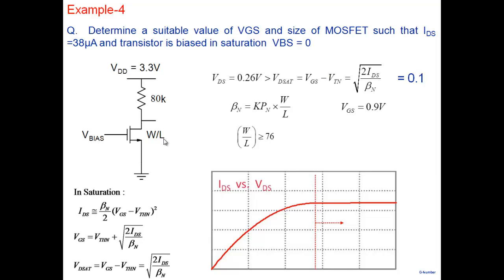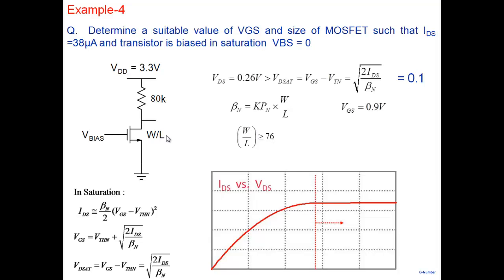Now, you have to further determine what is L and what is W. In this case, the minimum channel length allowed by my technology is, let's say, 1 micron. So I won't unnecessarily choose a larger transistor. If the minimum L allowed by the technology is 1, let's go ahead and choose L equal to 1, and then W becomes 76 micron. So that sort of completes the design.